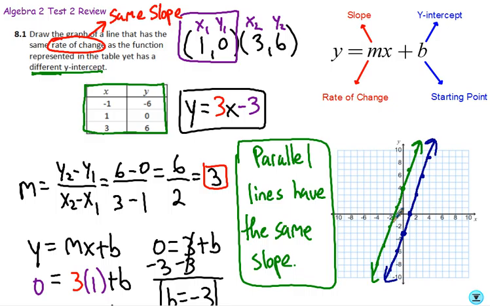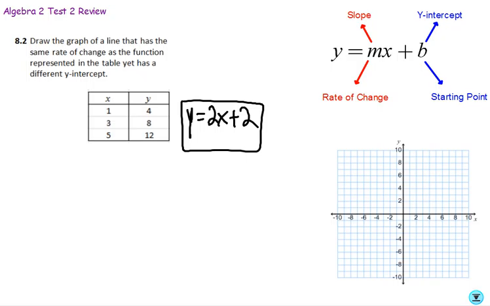Alright, so go ahead and pause now. Try 8.2 and 8.3. Alright, looking at number 8.2, the original line here is y equals 2x plus 2. So you should have that drawn on your graph, and then draw a line parallel to that, which would basically be a line that has a slope of 2, but just has a different y-intercept.